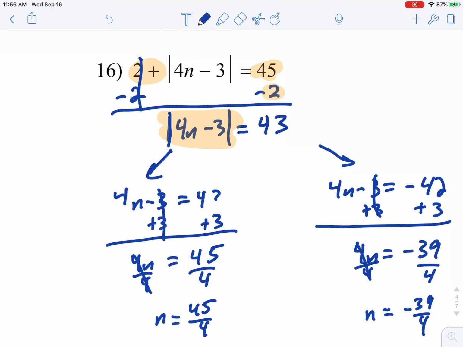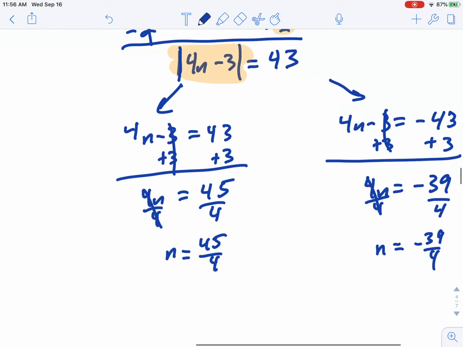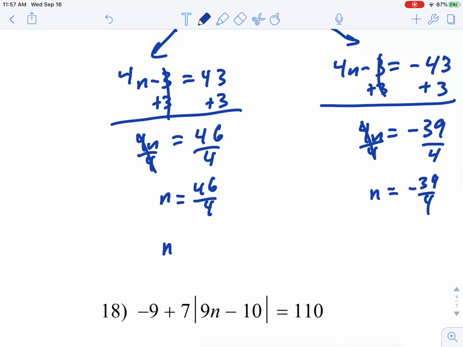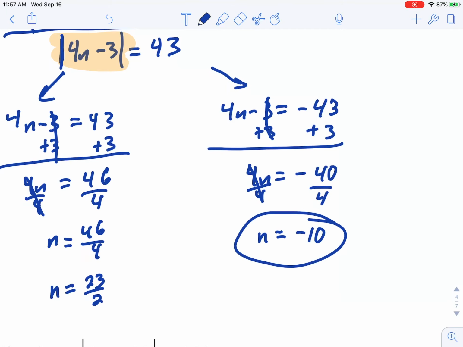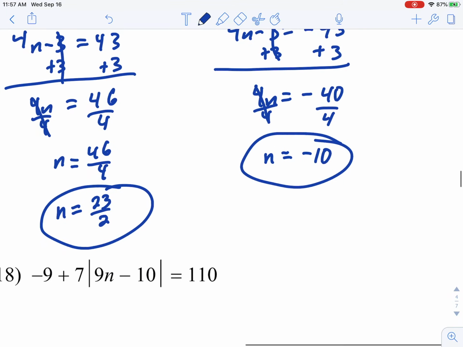So this was supposed to be a 43. And that means that this was supposed to be a 43. 43 plus 3 right here, that's 46. And you can reduce this, since they're both even numbers, to 23 over 2. And then this other one, negative 43 plus 3, that's negative 40. Negative 40 divided by 4 is negative 10. So these should be the answers.